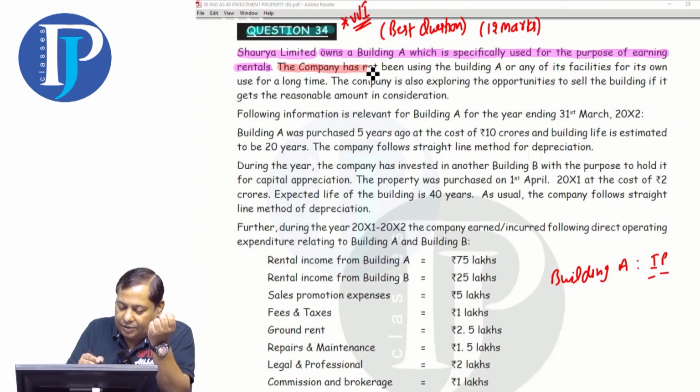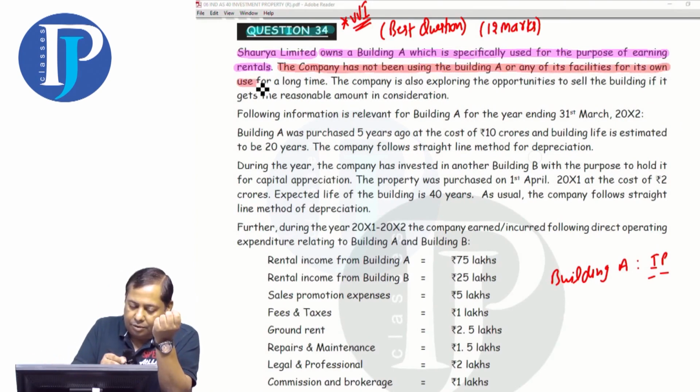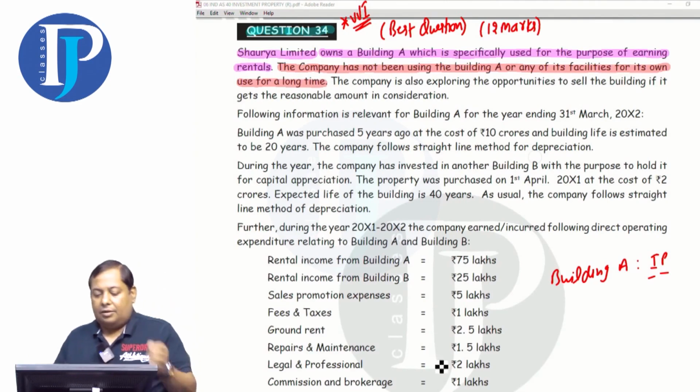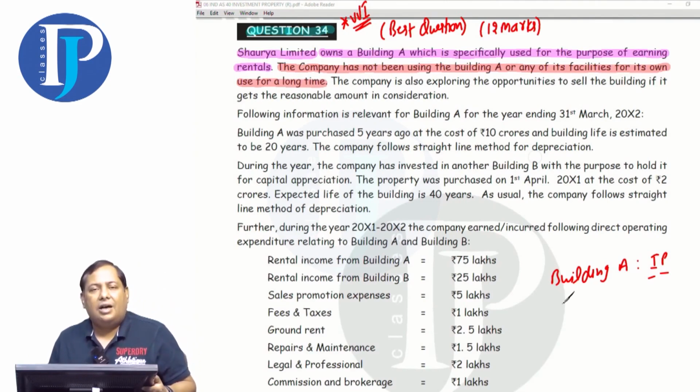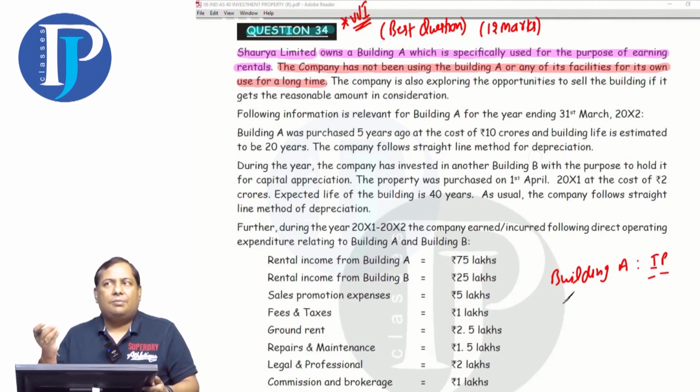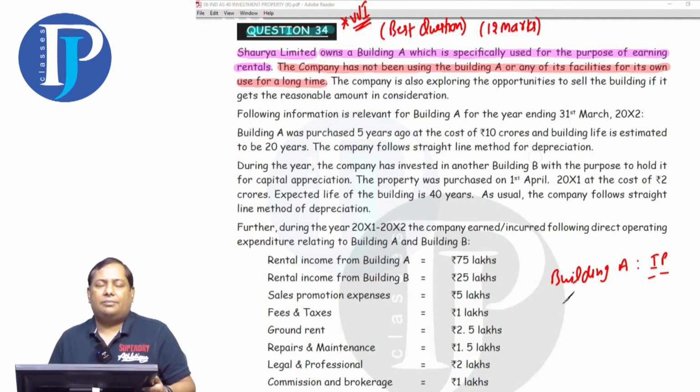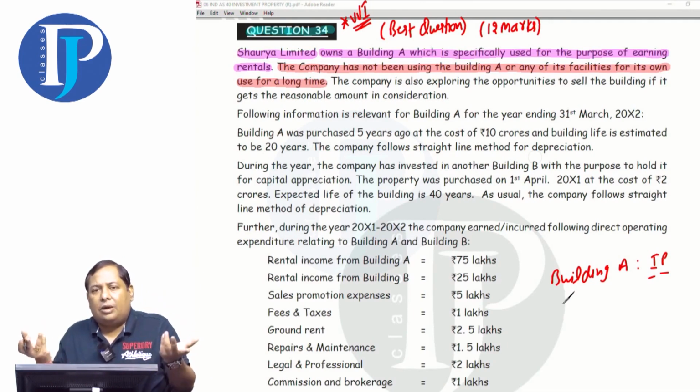Next line is that the company has not been using the building A or any of its facilities for its own use for a long time. This building A is not used in the business operations of the company. So it means you don't have to think about Ind AS 16. We earn rent from this investment property which is not being used for a very long time. Therefore, we are not applying Ind AS 16.